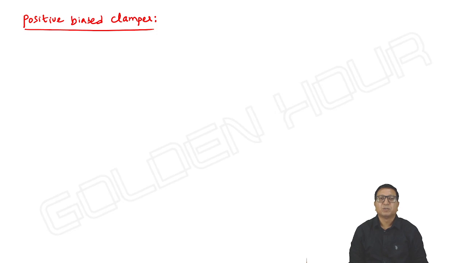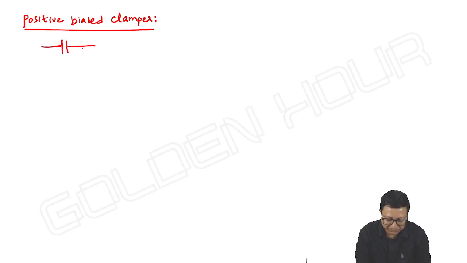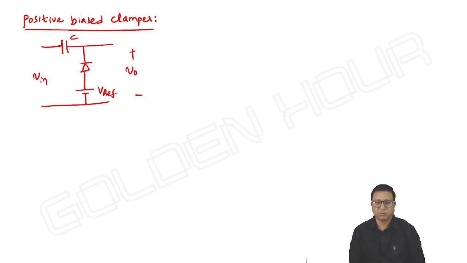This is the positive bias clamper, or positive clamper circuit with some reference voltage. How does the circuit appear? The diode is directed upwards. It's a positive clamper for which I am adding some reference voltage, V reference. Capacitor, V input and V output. What might be the output here?